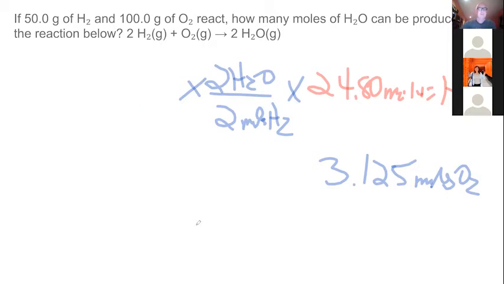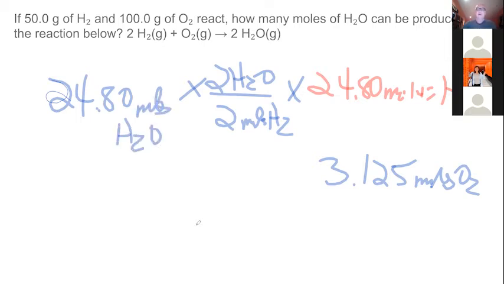So obviously that would give us the same number. So if all the hydrogen was consumed, we would make 24.80 moles of water. Now, on the other hand, we want to figure out how much water we would make if all the oxygen was consumed.